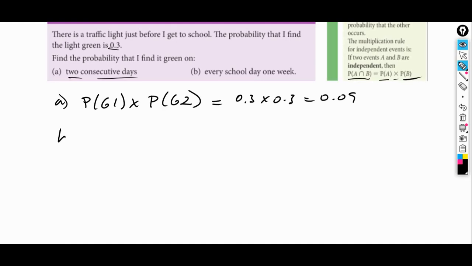For letter B, it says every school day 1 week. So that means 5 times in a row. So it would be the same as saying 0.3 to the 5, and this is equal to 0.00243.